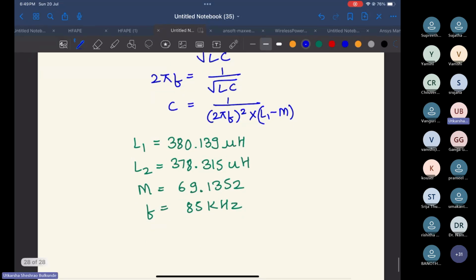So just calculate what value of C1 we are getting. F is equal to 85 kilohertz. L1 is 380.139 microhenry minus 69.1352 microhenry. So just tell me what value of capacitor you are getting. Calculate it, please.